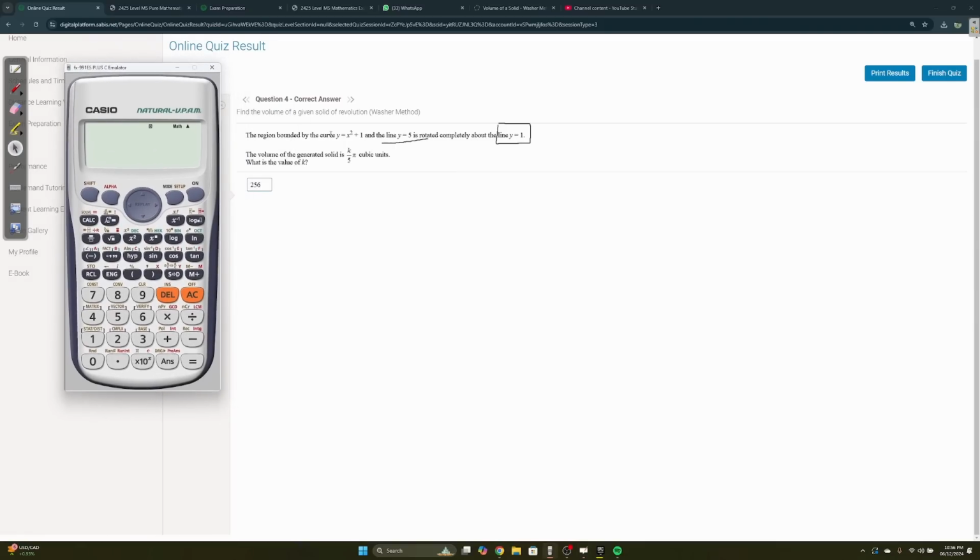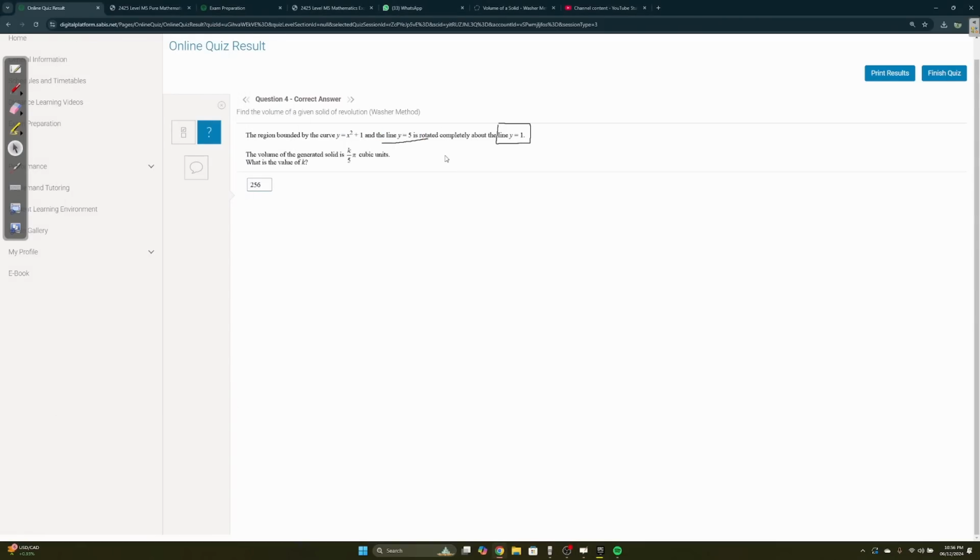Same thing, washer method. You have two curves, a curve and the line y equals 5. You have more than one curve, and a line counts as a curve, by the way. Except this time, you're rotating completely about the line y equals 1. Some people will ask, didn't you say it's another curve when they tell you, for example, you're rotating about the x-axis, but this is a line with y equals? Yes, sure, but it's kind of obvious you have more than one curve. They're telling you this is a curve, this is a line, and you're rotating both of them about y equals 1.